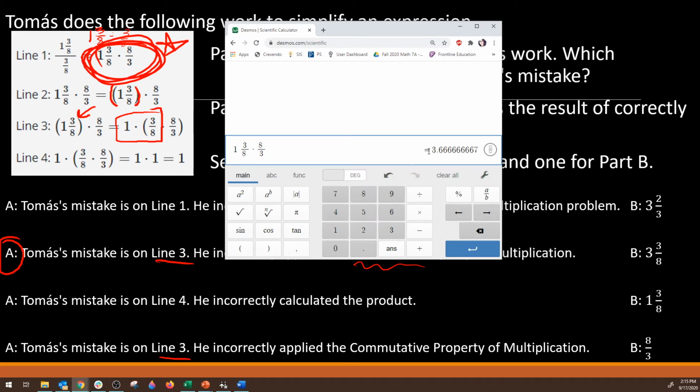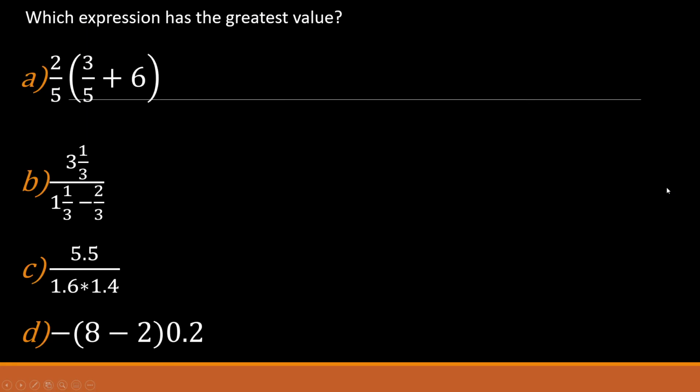So I get 3.6 repeating. So if I convert this to a fraction, I see I have a 3 in my denominator and an 11 in my numerator. Okay, so if I do 11 divided by 3, 3 goes into 11 3 times. 3 times 3 is 9, 11 minus 9 is 2, so 3.